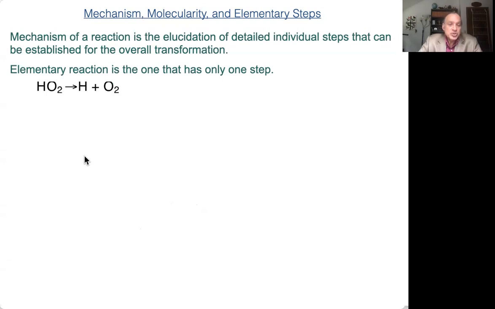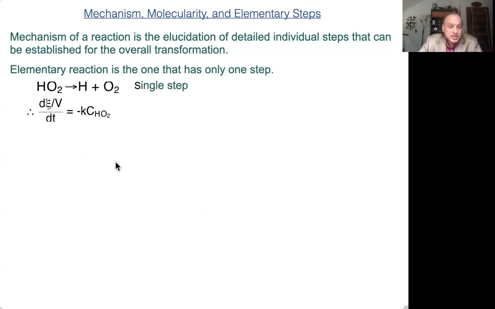So HO2 goes to H plus O2. That's the decomposition of HO2. It's an unstable radical, and the hydrogen-oxygen bond is breaking, giving rise to an O2 molecule and a hydrogen atom. So that's a one-step process, and so that's an elementary reaction.